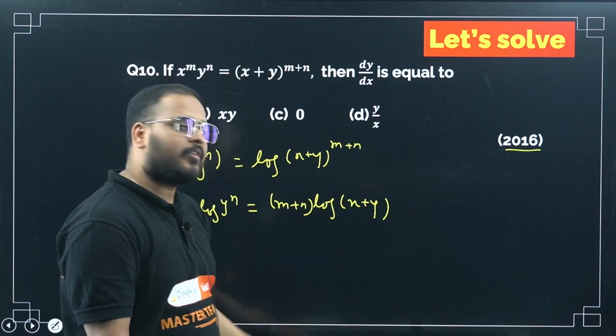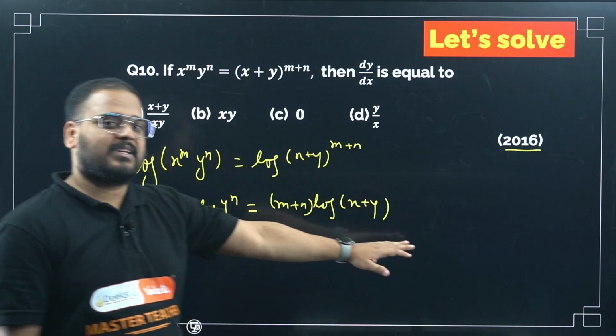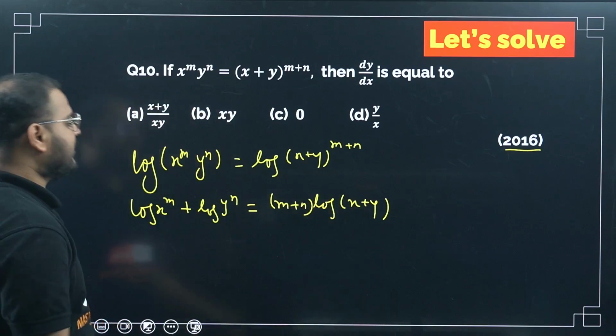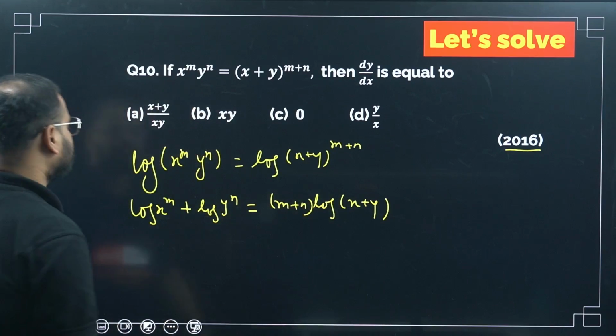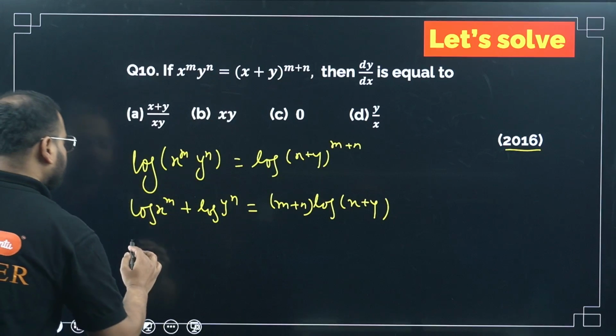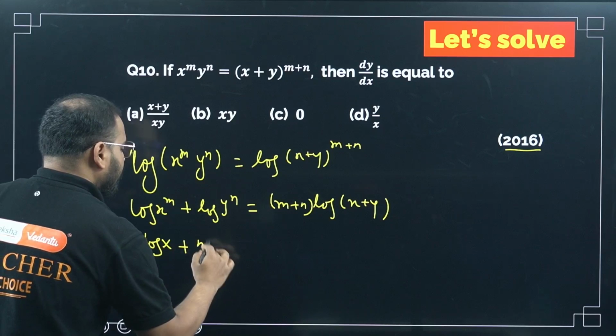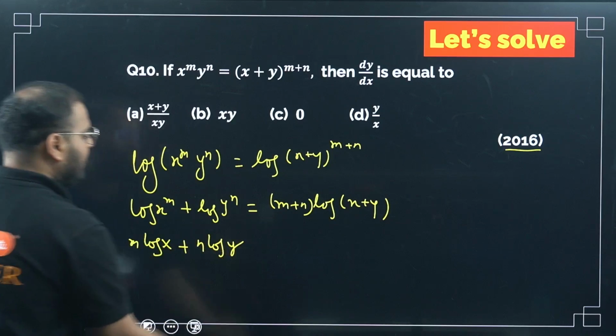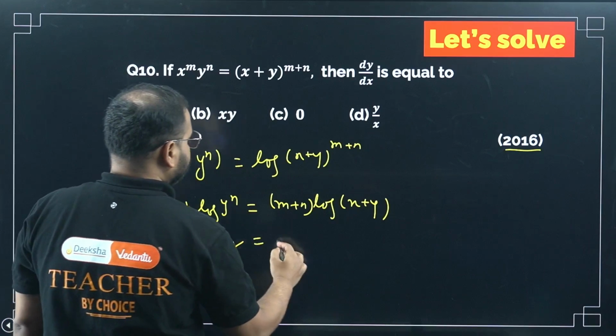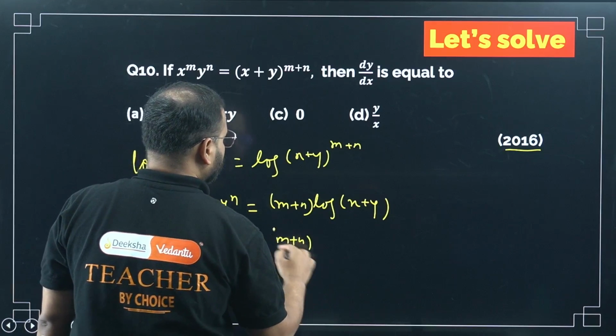In the exam, what happens? Even if you know this, you'll make this mistake because you have a time constraint. You'll think, okay, this is easy, I'm getting steps, but it's incorrect. Take this m here, I'll get m log x. This will be n log y. Nothing we can do over here.